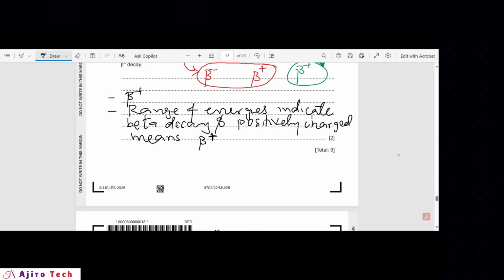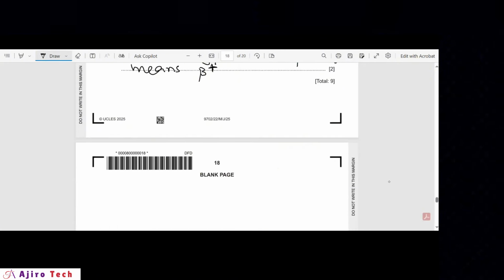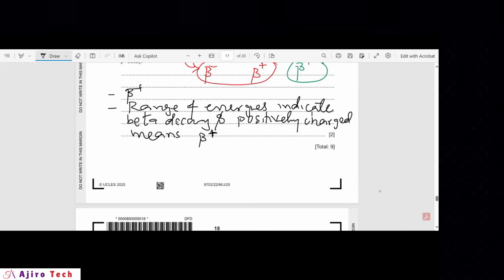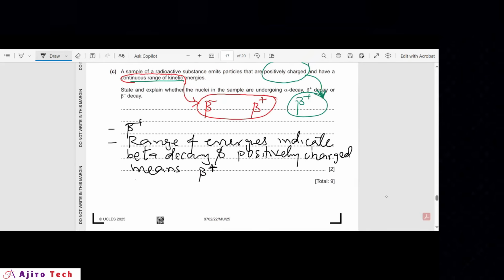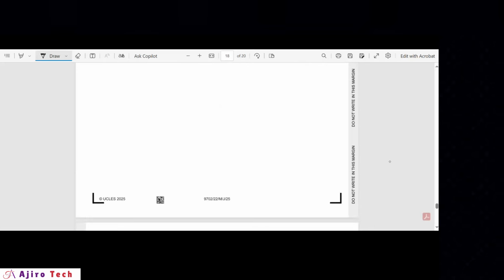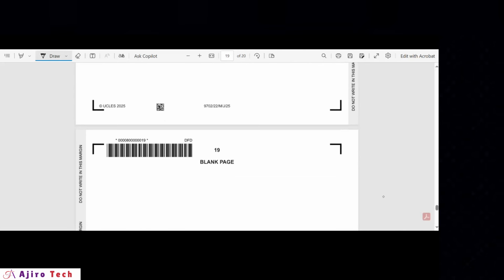That's what it means. I think that's all. So we come to the end of this paper. This is May 2025 paper 2.